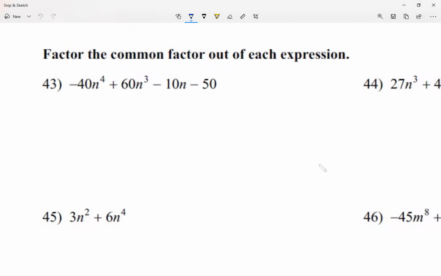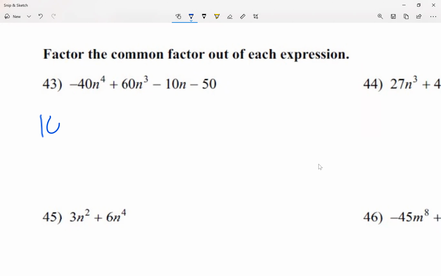So here for question 43, I have a polynomial with four terms. Now we call it quadnomial because it has four terms, but the idea of this thing is it says factor the common factor out of each expression. And we tend to factor the greatest common factor. So when I look at my numbers, 40, 60, 10, and 50, I believe I can divide them all by 10. So to begin with, let me divide everything by 10.